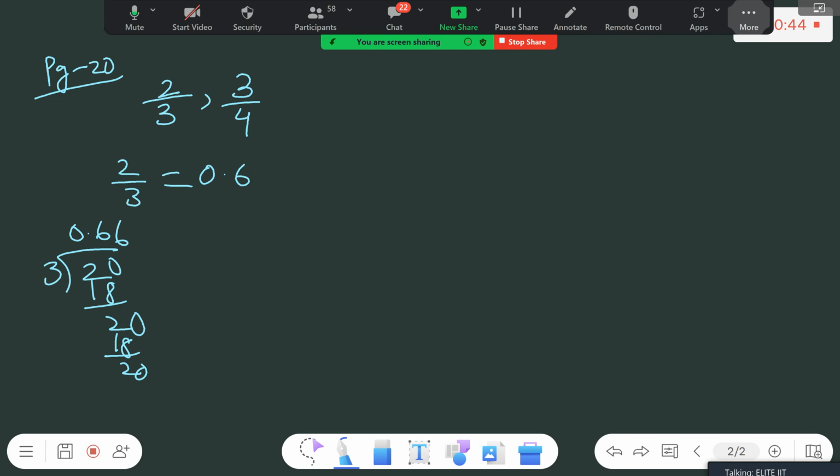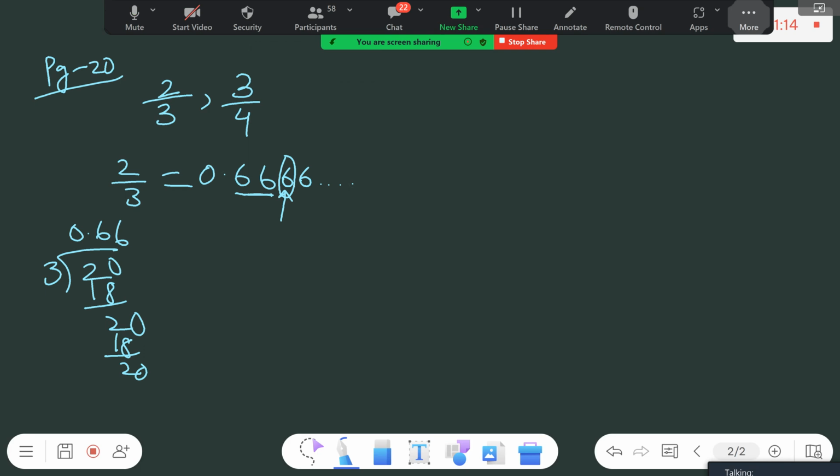How do we round off? See, it will be 0.6666 and so on, it will go on, isn't it? If I want to round it off to 2 decimal places, look at the third digit after this.